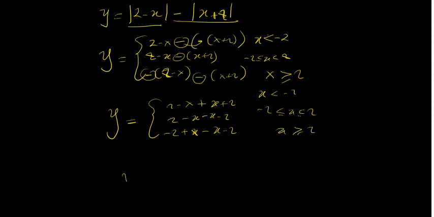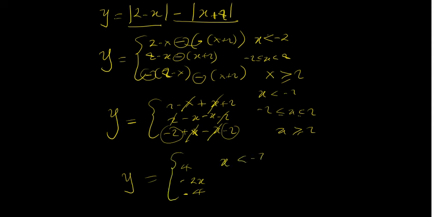And then we continue. y is going to give us, so we can see here that this and this is going to cancel. So what we have is 4. And then this negative 2 and this will cancel. What we are going to remain with is a negative 2x. What else? So this one and this one is going to give us a negative 4. This is positive, this is negative, it is going to cancel. And then this is for x less than negative 2. Negative 2 is less than or equal to x, which is less than 2. Then this is for x greater than or equal to positive 2.